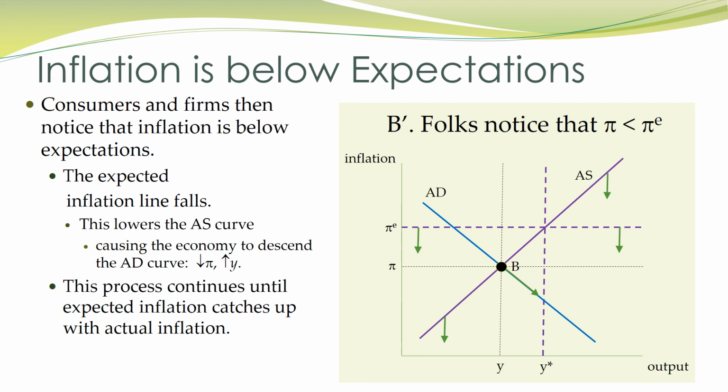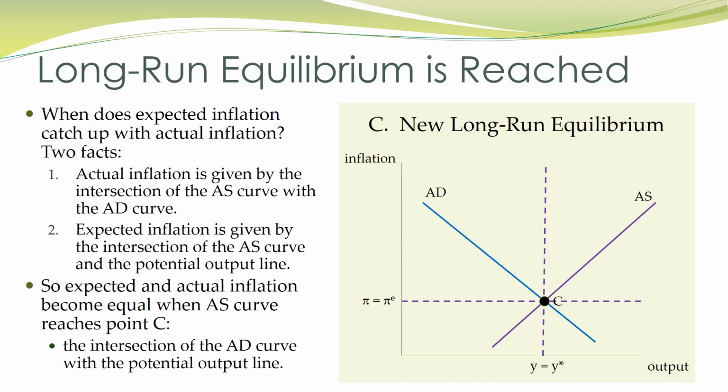This process of declining inflationary expectations must continue until finally expected inflation catches up with actual inflation. When does this happen? We can use two facts to figure this out. First, actual inflation is always given by the intersection between the AS and AD curves. Second, expected inflation is always given by the intersection of the AS curve with the potential output line. So, the only way that expected inflation can reach actual inflation is if the AS curve passes through the point where the AD curve intersects the potential output line. This appears as point C in the diagram.